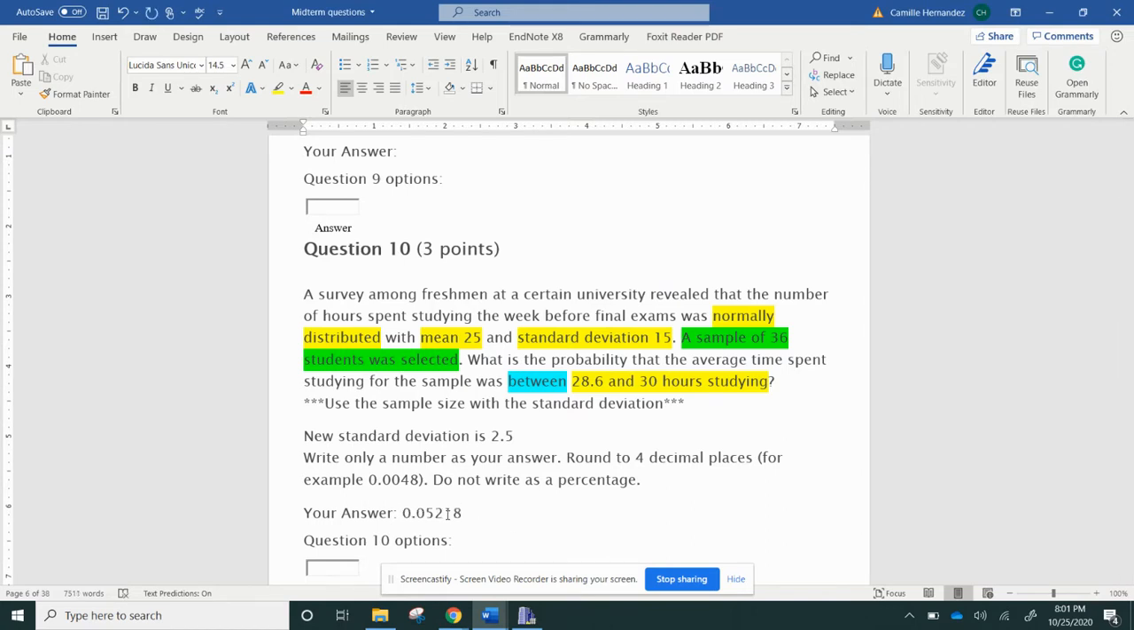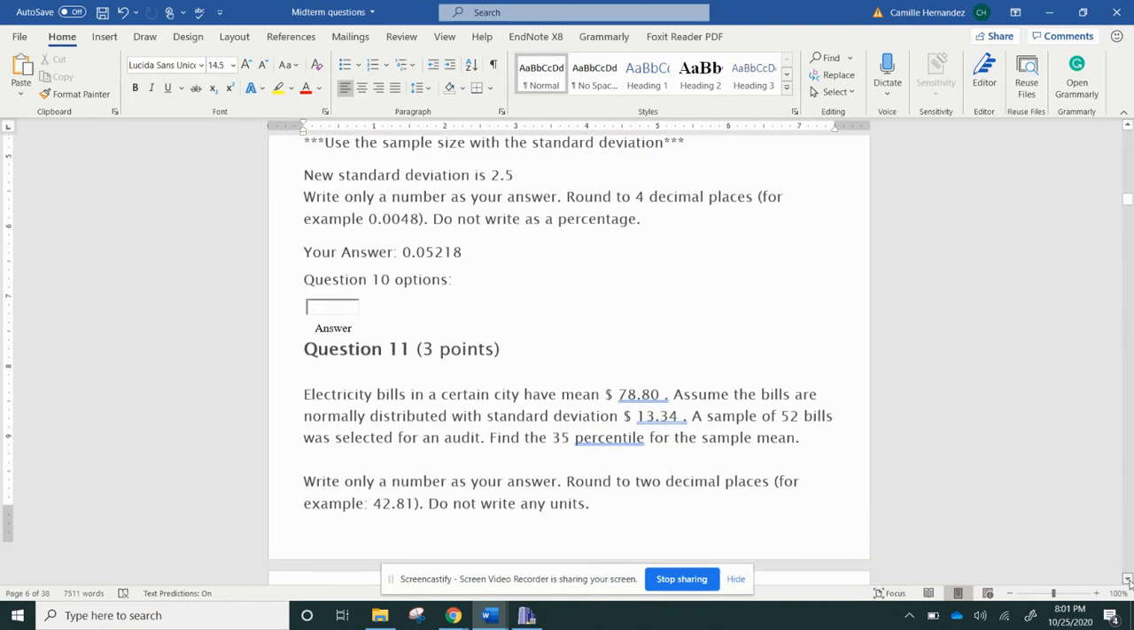So what's the probability the average time spent studying for the sample is between 28.6 and 30? You're going to do it in 4 decimal places, so it's 0.0522 because you want to round that 1 up because there's an 8 beside it. Okay, and that was different because I had a sample. So let's keep going.